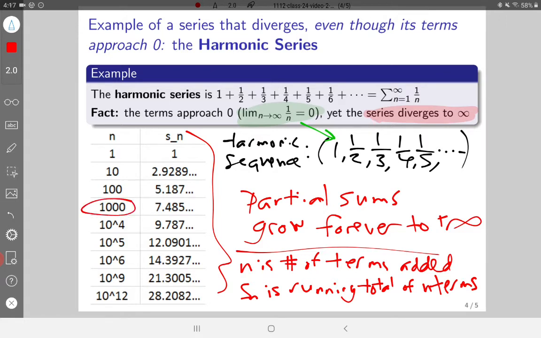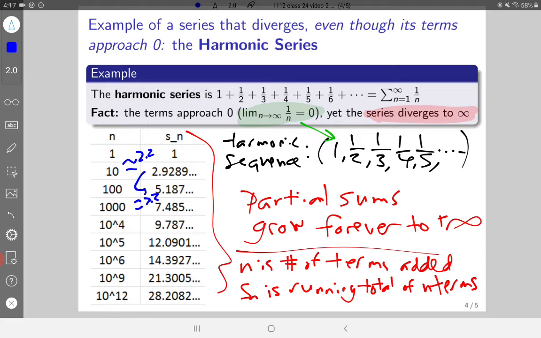If I add 1,000 terms of this series, the running total is 7 something. And if I add 10,000 terms, the running total is 9 something. And these are growing pretty darn slowly, but they are growing. And not only that, I want to point out that they're growing in a consistent manner. Look at the difference between, for example, 2.9 to 5.1. That's a difference of approximately 2.2. I'm really rounding off here, but it'll make my point close enough. 5.18, let's call it 5.2, and 7, I know this isn't how we usually round, we call it 7.4.